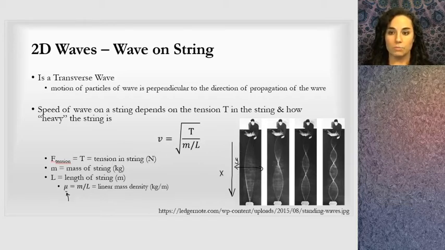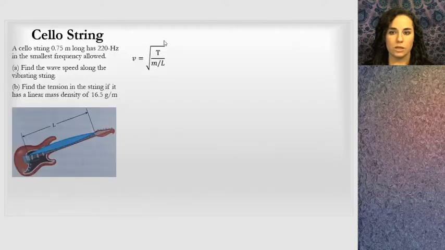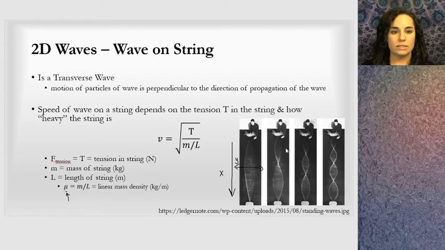So I have picked out a couple of problems to work on this, to look at the equation. The first is a cello string, and I put a guitar here in order to help us imagine what's going on in the problem. This isn't a cello, I am aware. A cello string 0.075 meters long has 220 hertz in the smallest frequency allowed. So the smallest frequency allowed, and that's what I put the picture here. When I think about the wave on a string, and you saw this in the previous slide, I can have different wavelengths of waves on that string depending on how fast I vibrate it. And we'll get into standing waves in a few more lessons.